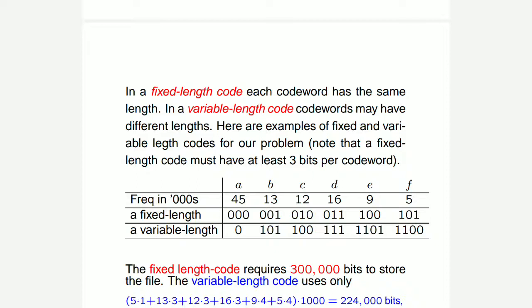In variable length, each character will have a different length code. A has a single bit, B has 3 bits, C also has 3 bits, D 3 bits, E 4 bits, and F also 4 bits. So the length of the code is different. So this is called a variable length code.